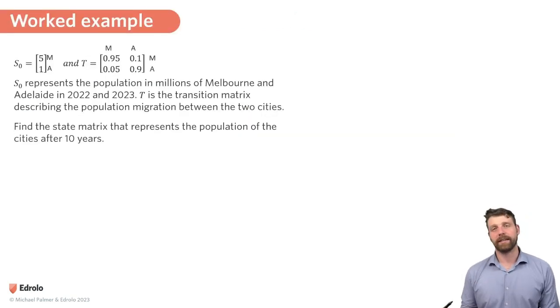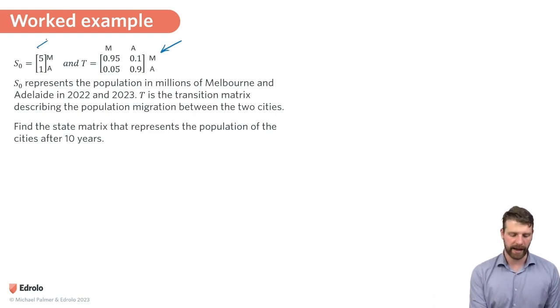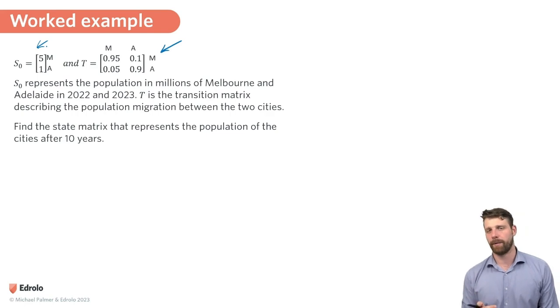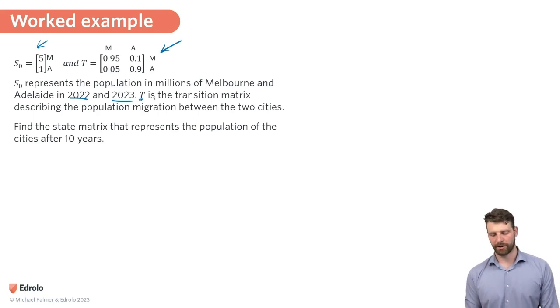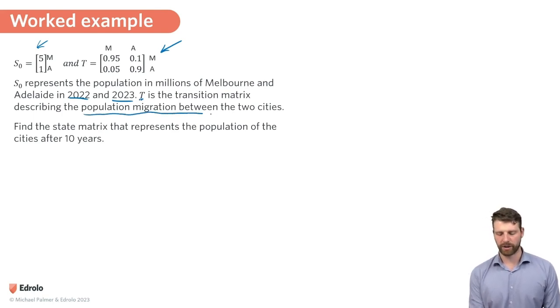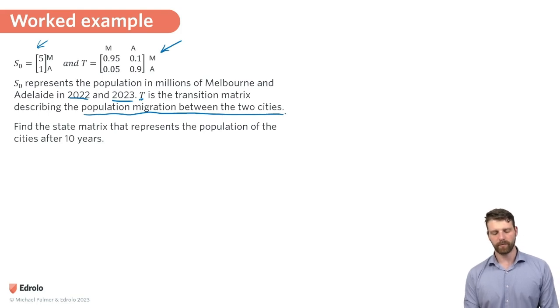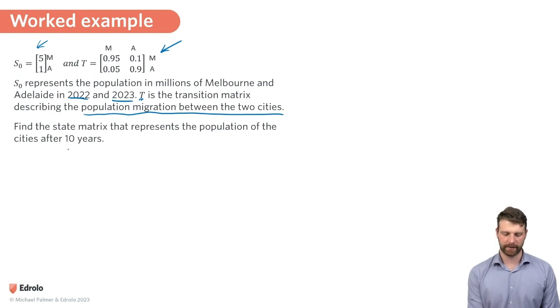Okay, so here's another example we're going to try. We've got the same transition matrix about moving from Melbourne to Adelaide, and we've got the same initial state matrix of 5 million in Melbourne and 1 million in Adelaide. Let's read the example and see if we can do it. S0 represents the population in millions of Melbourne and Adelaide in 2022 and 2023. T is the transition matrix describing the population migration between the two cities. Find the state matrix that represents the population of the cities after 10 years.